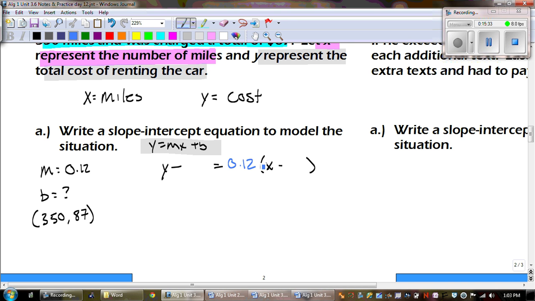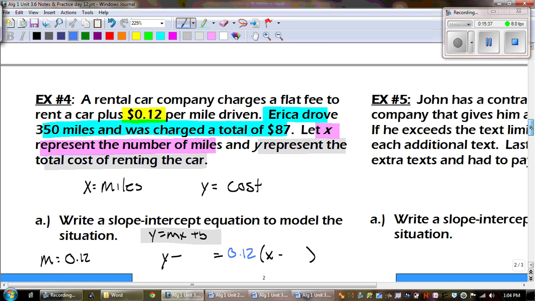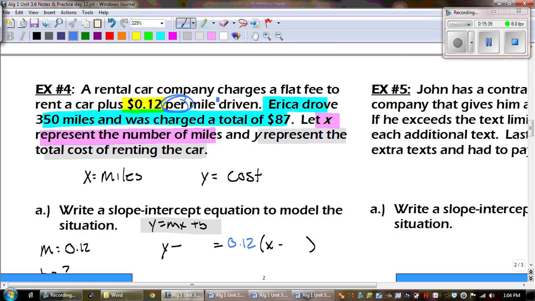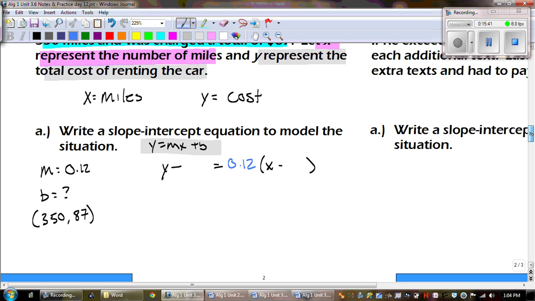Okay, I know that my slope is 0.12, and I know that because right afterward is the word per. And now I'm going to plug the x where the x goes, so that's minus 350. And then in the y, we're going to put the 87. And now we're just solving point slope, which you guys can do. You've done a great job with this.